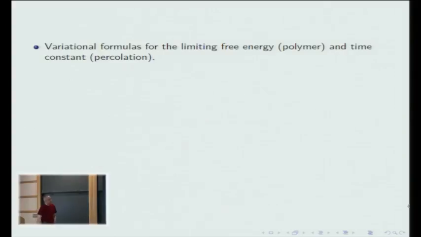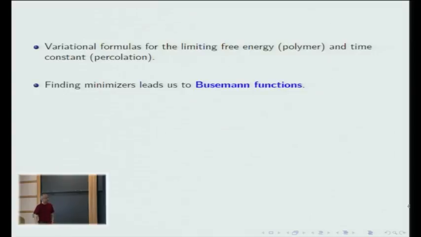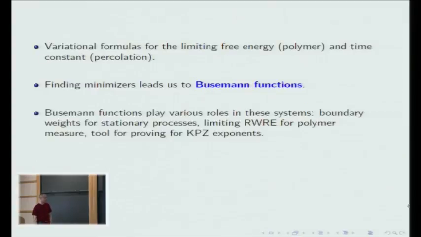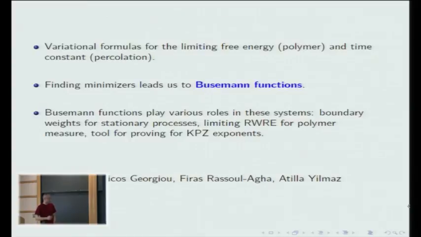I'll start with describing some variational formulas for the limiting free energy and time constant in directed percolation and polymers. And this will lead us into something called Busemann functions. It's a notion from geometry of metric spaces, but it was introduced in percolation about 20 years ago and has been gaining in popularity ever since. And once we've gotten into these Busemann functions, I want to show a few ways in which these things play a role in these KPZ class systems. Those are my collaborators: Firas from Utah mainly, and then Nikos, an ex-student, and Attila from Istanbul.